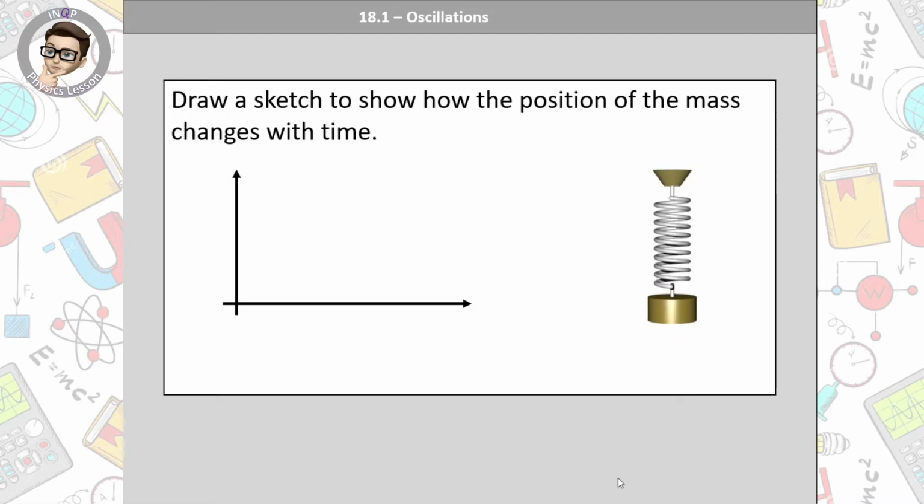So I would quite like you to now have a go at drawing a sketch to show how the position of the mass that you can see on the right hand side, a mass on a spring, oscillating, and it's oscillating with simple harmonic motion, but we'll come back to that a little bit later on. How does the position of the mass change with time? I'd like you to have a go at drawing this graph before we actually go through it together.